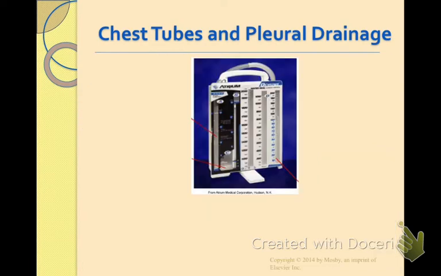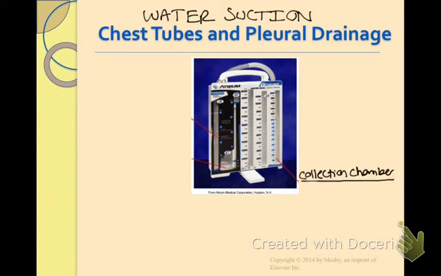Okay, so here's the different types of chest tubes. This one is called a water suction. All right, and it's important to understand the difference. This right here is the collection chamber, okay? And it spills, so it will fill up, fill up, fill up. All these three sections are the collection chamber.